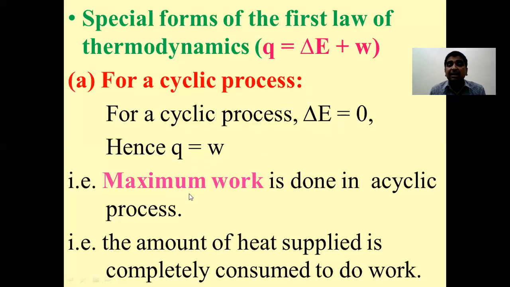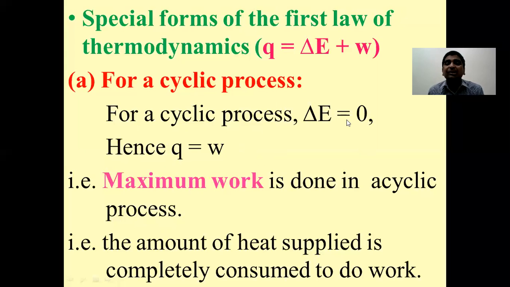It means maximum work is done in a cyclic process. Please read it as "in a cyclic process." So, maximum work is done in a cyclic process. Why is maximum work done? Because here the delta E term is 0, and if this delta E term is 0, it means Q is equal to W. That is, the total amount of heat supplied to a system is completely used to do work, and there is no change in internal energy.